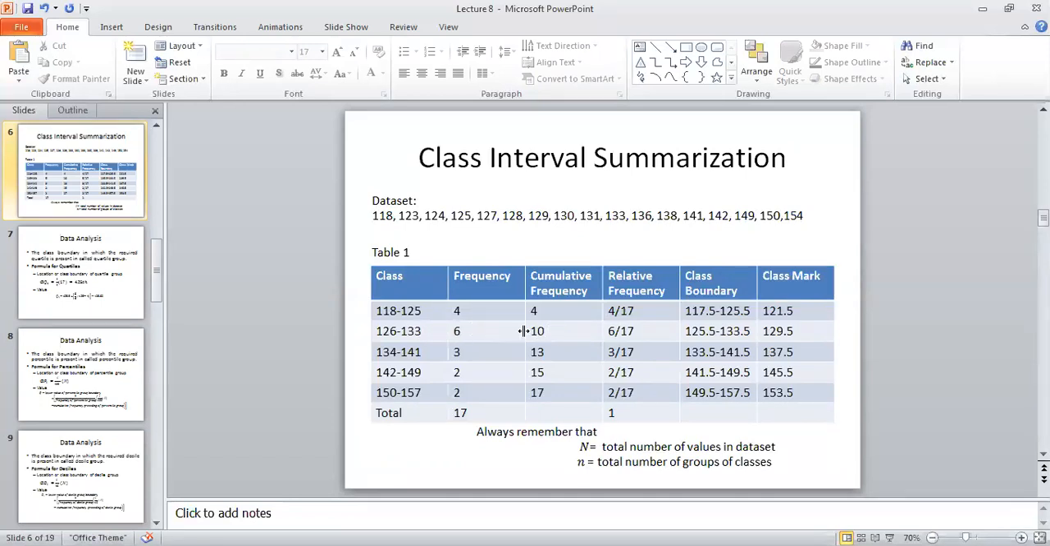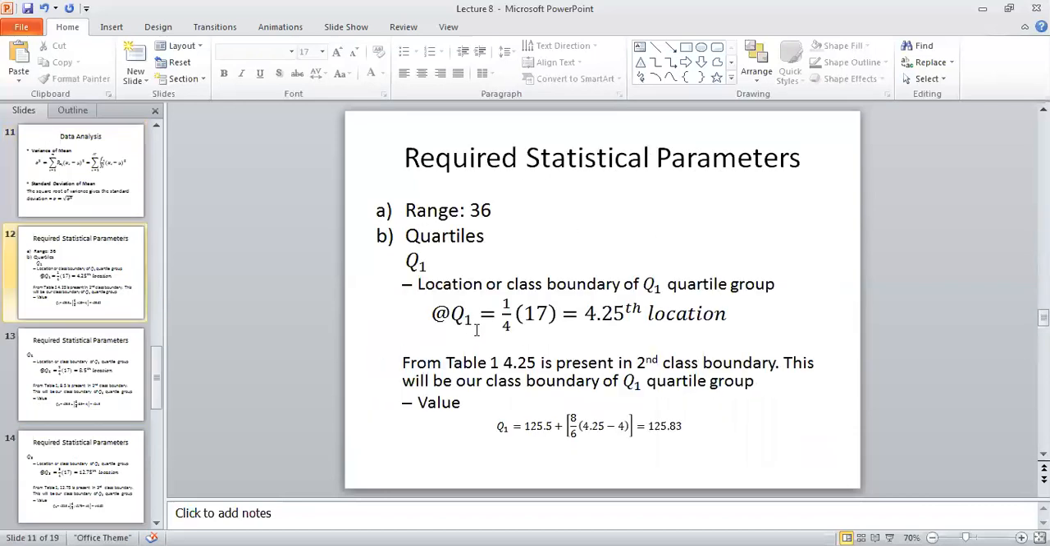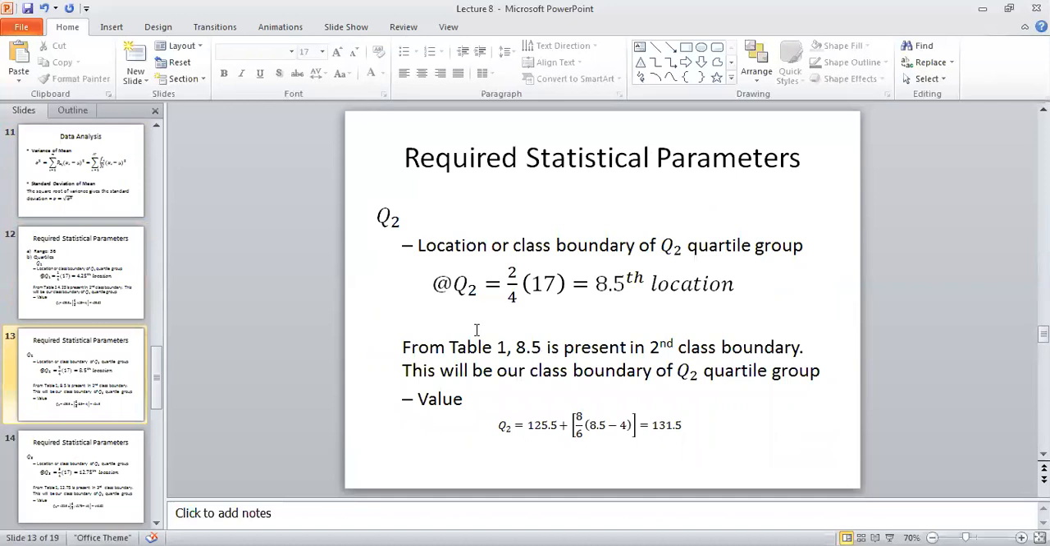So the second class contains this quartile 2 value, and the second class again has the lower class boundary value, which is 125.5. The cumulative frequency preceding this group is again 4, and the frequency of this group is 6. So we can do the calculations now. Moving on to the slide for Q2, this becomes 125.5 plus 8 upon 6 into 8.5 minus 4. These are the same values that we used previously, just the factor 2 upon 4 into 17 is changed. When we do this calculation, we get a value which is 131.5.